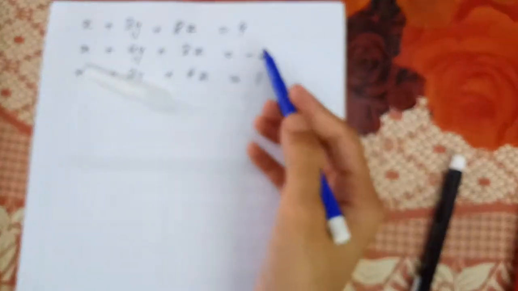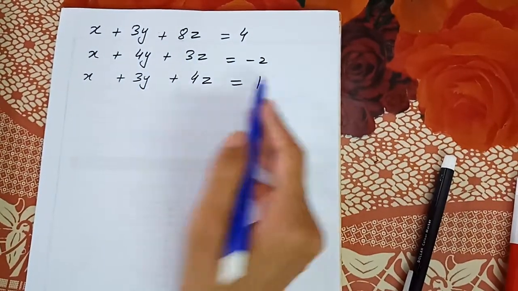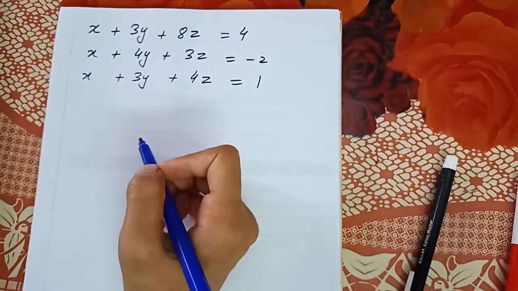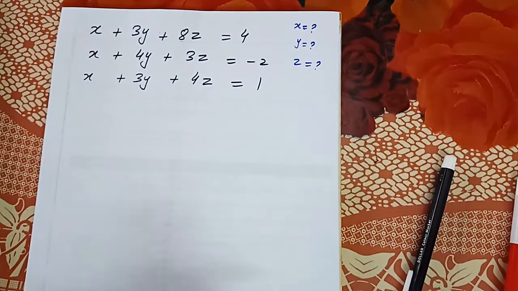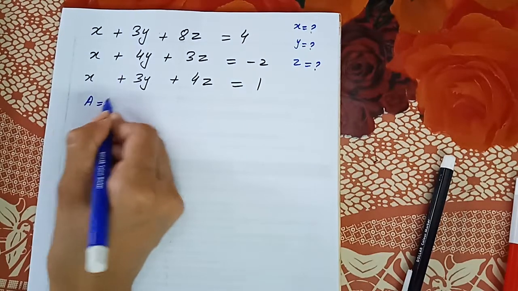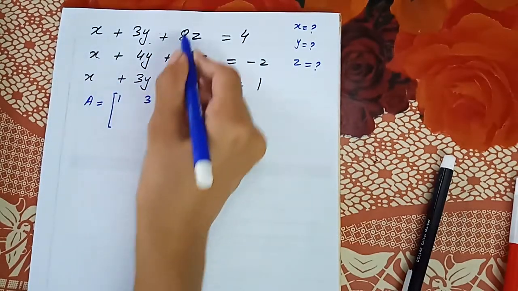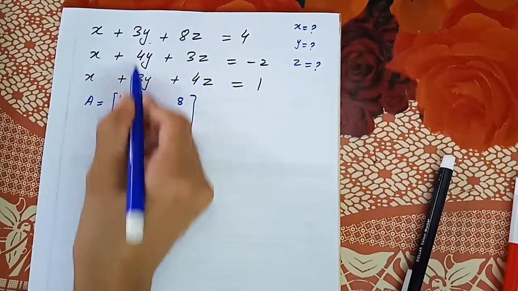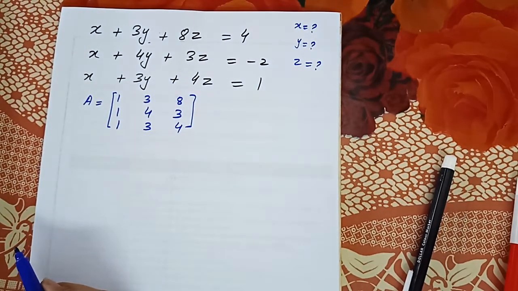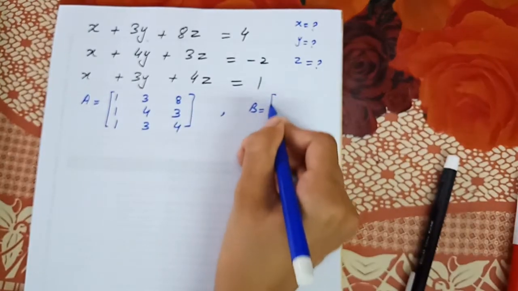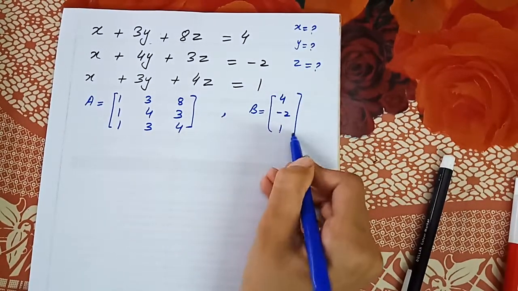So we are given a system of three equations here. x plus 3y plus 8z is 4, x plus 4y plus 3z is negative 2, x plus 3y plus 4z is 1. Basically we have to find the value of x, y, and z. Let's write its matrix form. You know that the A matrix is all the coefficients of x, y, and z. So 1, 3, 8, 1, 4, 3, 1, 3, and 4. This is your A matrix. And the B matrix is all these constant terms on the right side, 4, -2, and 1.